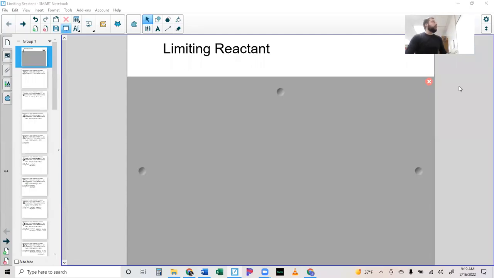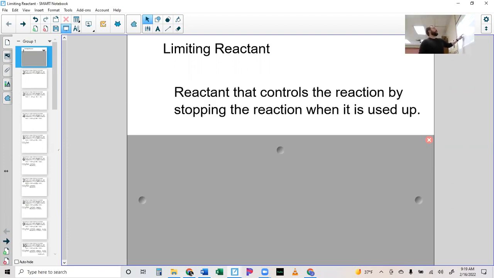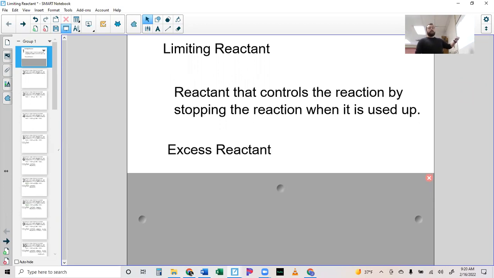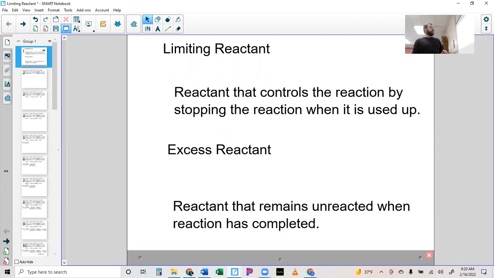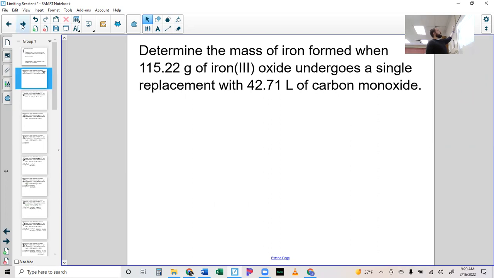All right, ladies and gentlemen, our last concept with stoichiometry that we're going to be covering is limiting reactant. A limiting reactant is a reactant that controls the reaction by stopping the reaction when it is completely used up. On the flip side of limiting reactant, we have excess reactant. Excess reactant is the reactant that remains unreacted when the reaction has completed. That's when the limiting reactant has been all used up.